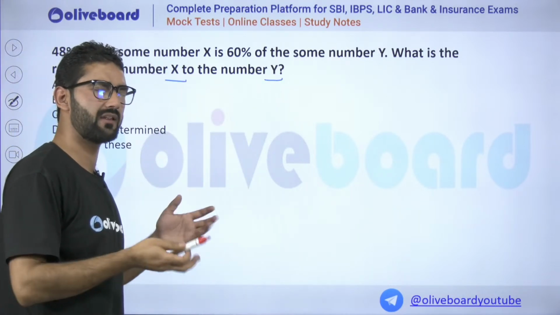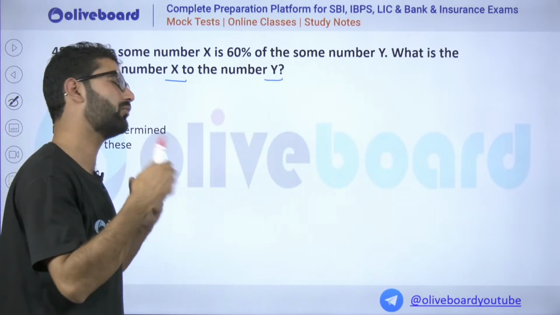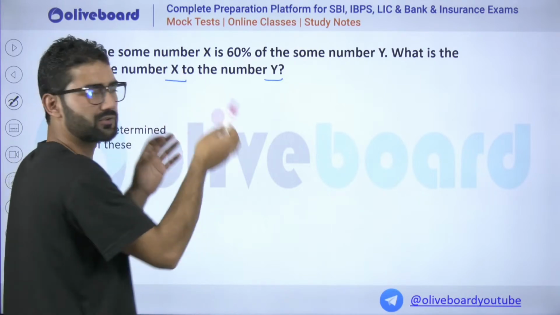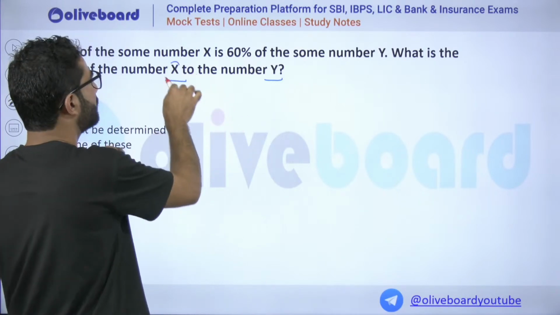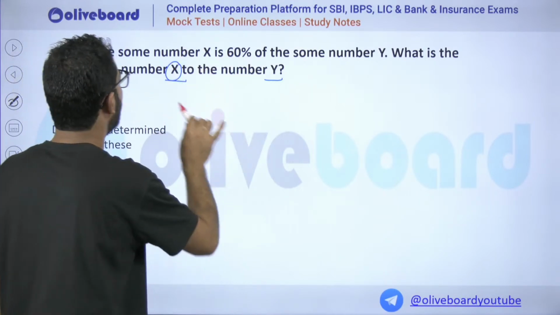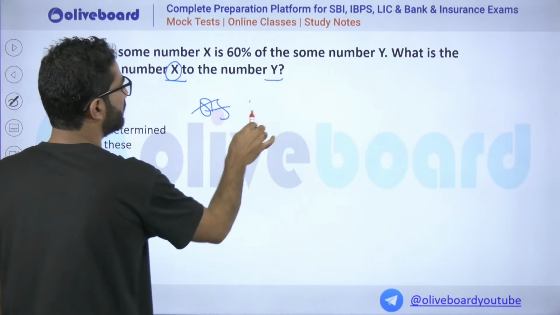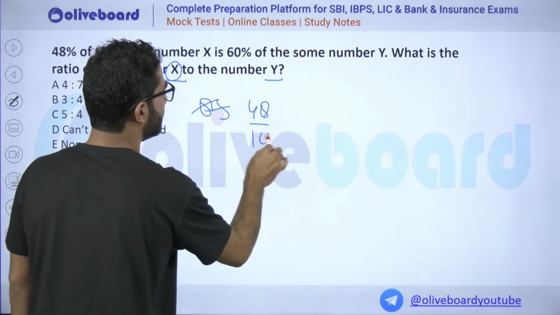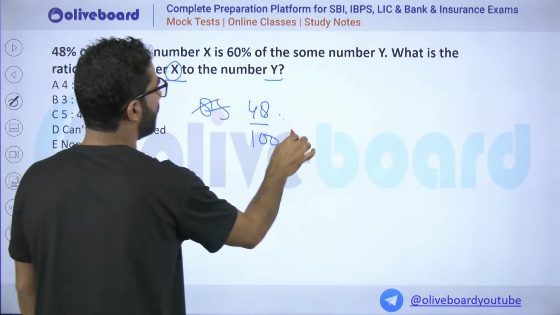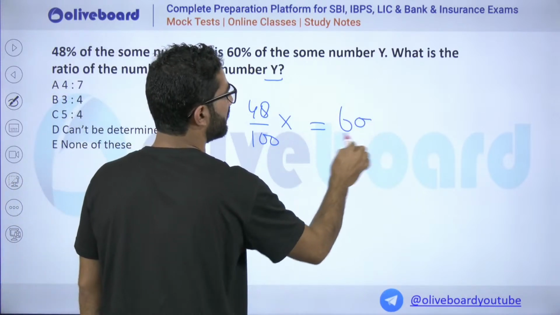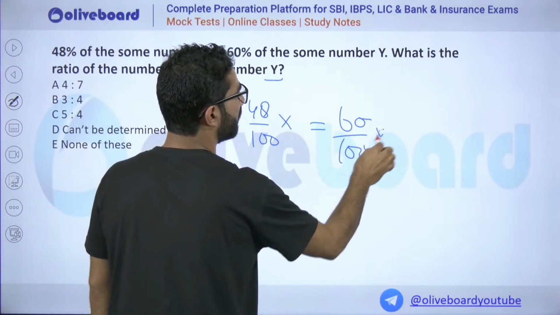Whether he asks for Y to X or X to Y, we know everything regarding this session. If you have the knowledge of how to tackle it, whether he asks for X to Y or Y to X, it doesn't matter. So if you take the condition, it says 48 percent of the number, what is the number? It is X. That is equal to 60% of some number, 60 upon 100 of number Y.